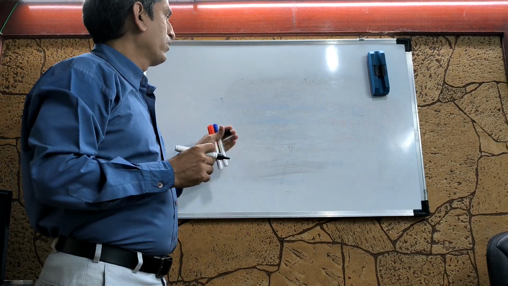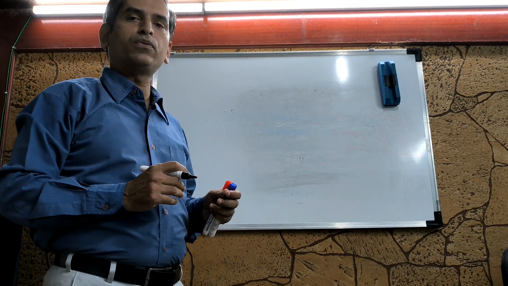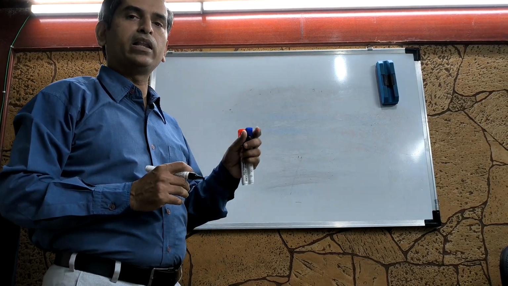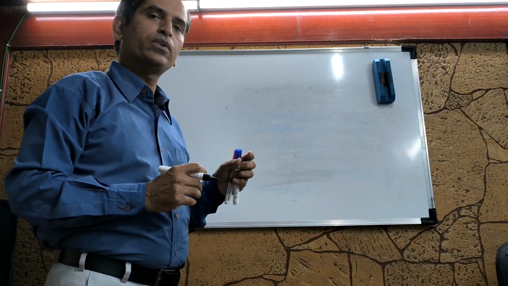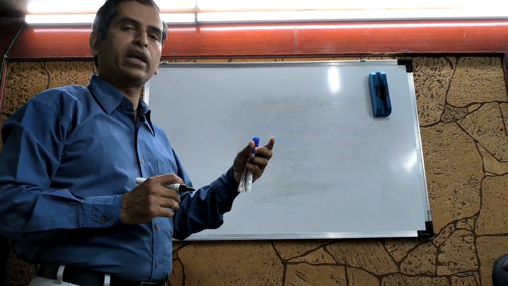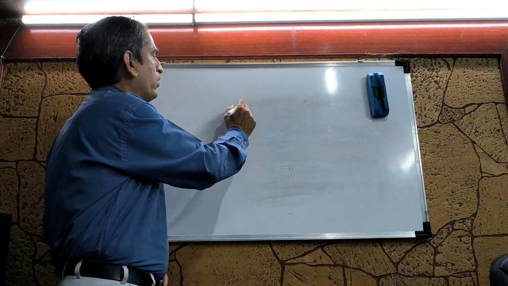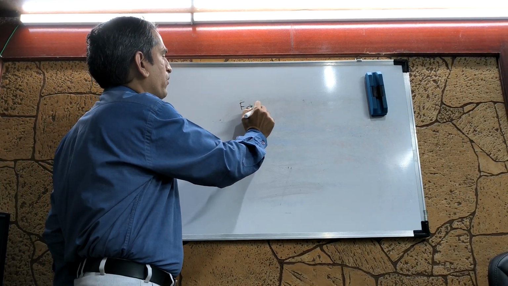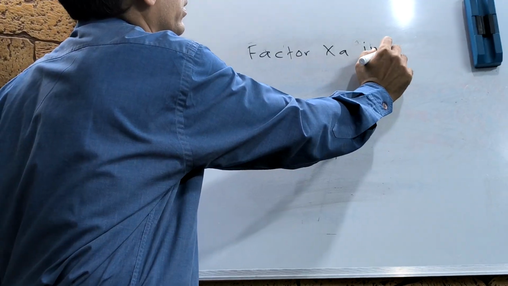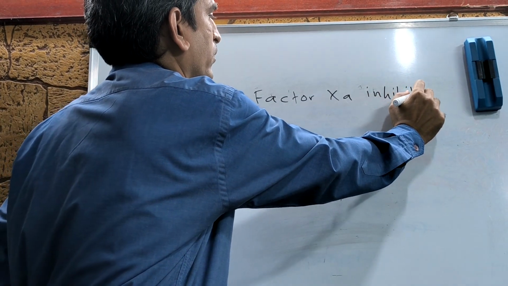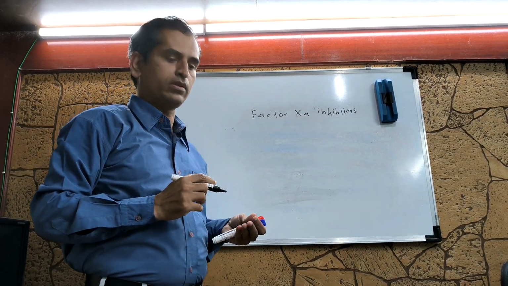In this video, we'll be discussing some tips and tricks for remembering the names of the drugs and their mechanisms of action. So this video might help you to understand some drugs, how to remember the names and their mechanism of action in some easy ways. So I'll take the first example of drugs called factor 10A inhibitors. Factor 10A inhibitors are anticoagulant drugs.